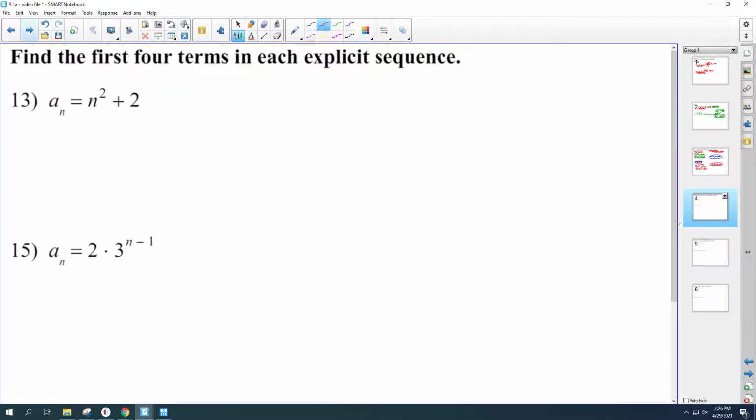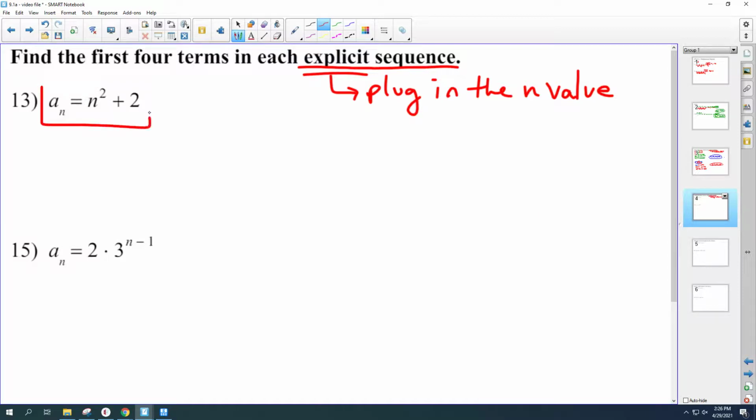Find the first 4 terms of the explicit sequence. So this is different. Explicit is different than recursive. Explicit means we're going to plug in the n value. And the n value is going to be different depending on what term we're looking at. But this time the explicit sequence doesn't give us a previous term, it gives us an n. And that's where we're going to plug it in. So we want the first 4 terms.